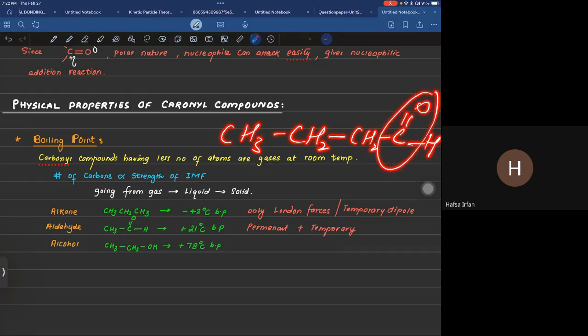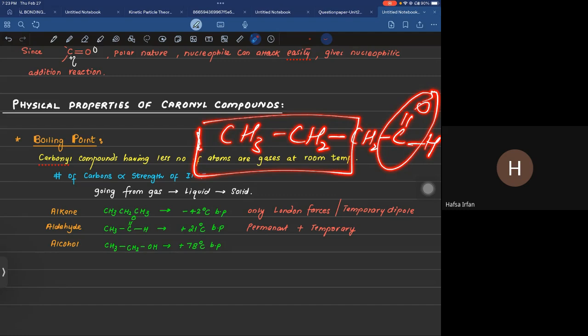So this is your polar side. It would be having permanent dipole. And the rest of the things, it's non-polar. So they would be having the temporary dipole, which is called ID force, induced dipole, which is the weakest intermolecular force of attraction.